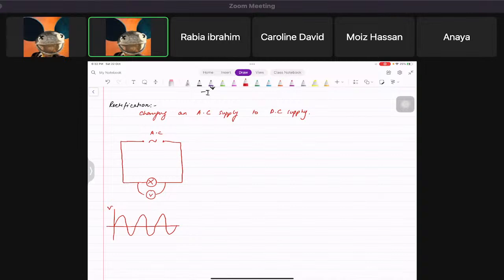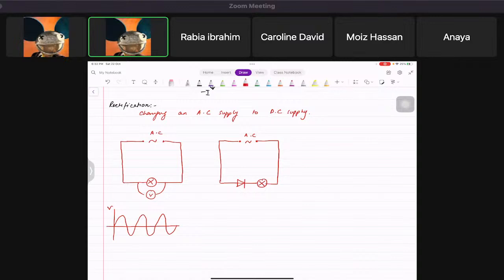Now, we don't want that. We want it to become DC. So we have AC supply here. And now what you're going to do is connect a diode, and then connect a bulb.